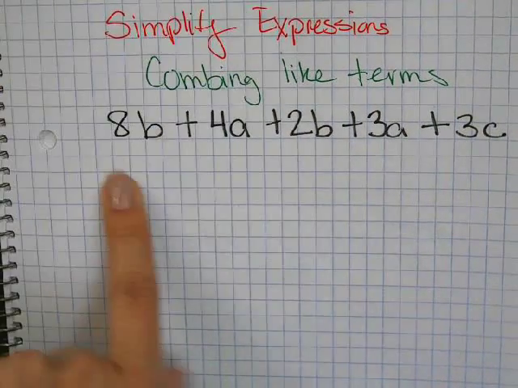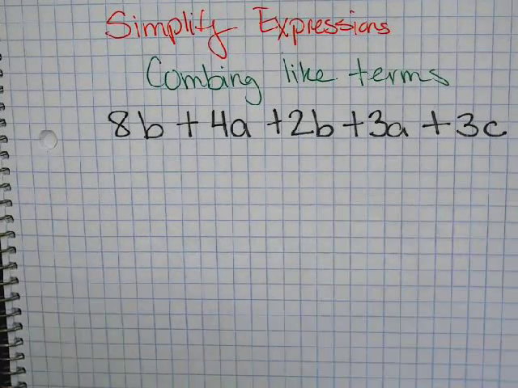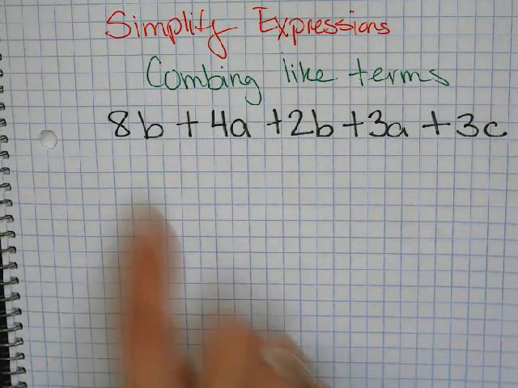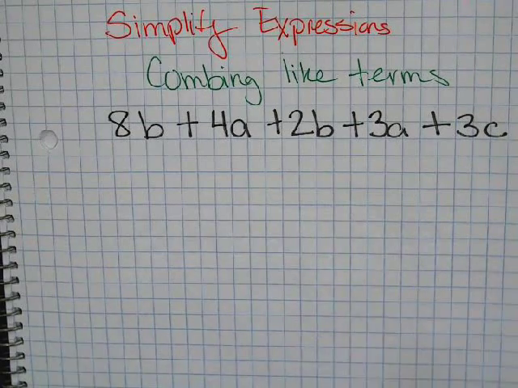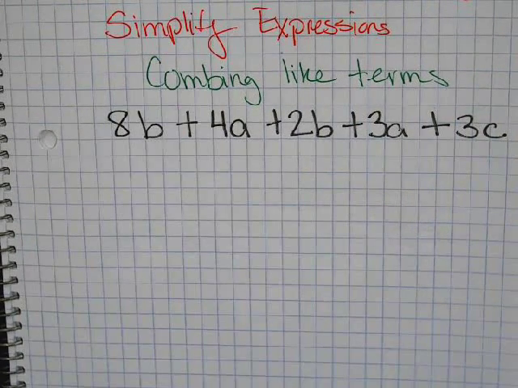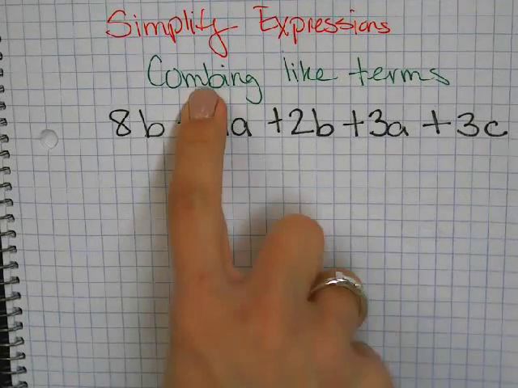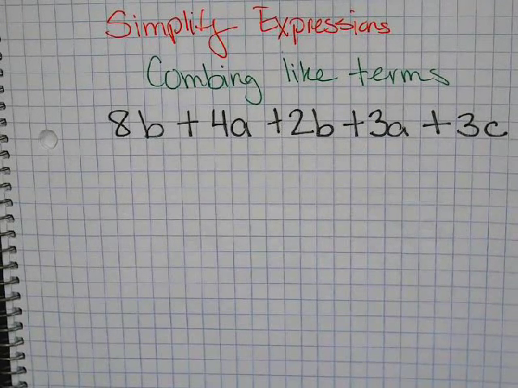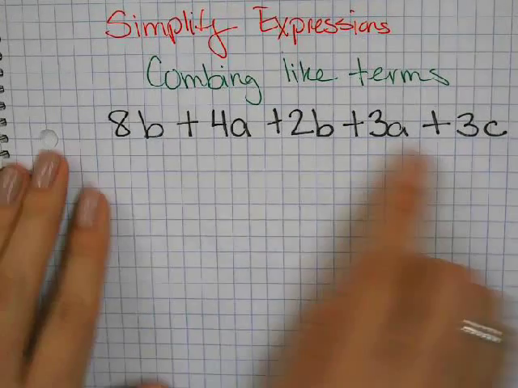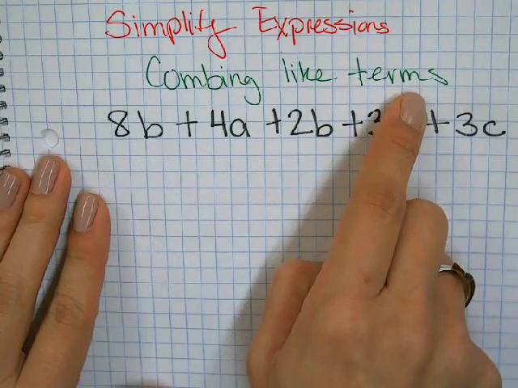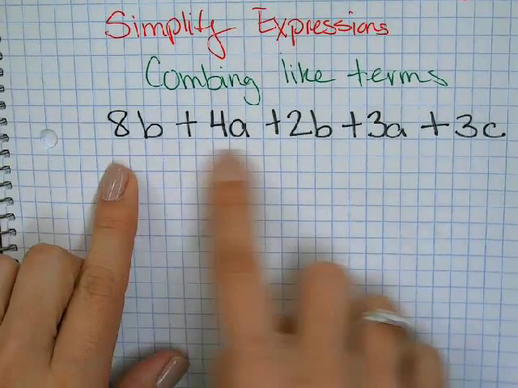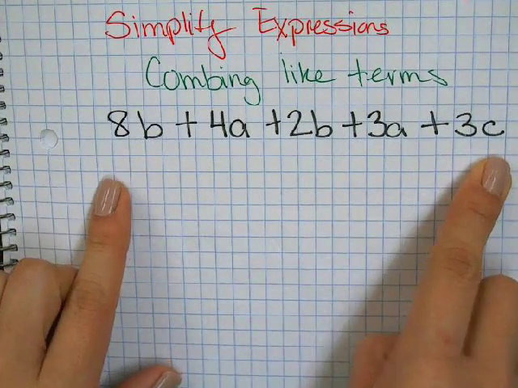Why is it called an expression? What is it missing or not have? An equal sign, right? So this is an expression because it has no equal sign. Now, simplifying, we're used to doing that with fractions, right? Simplify the numerator and the denominator. Combining, what does combining mean? Put together, right? Now, here, it's combining like terms. So it's combining what looks the same, okay?